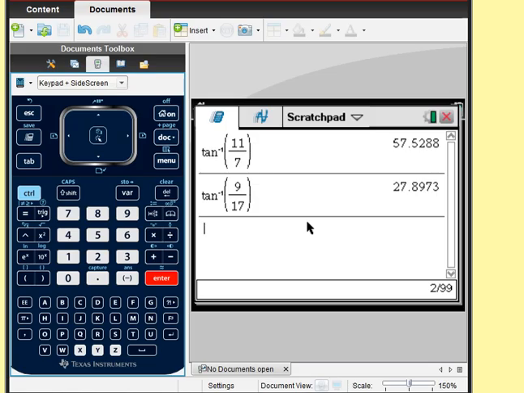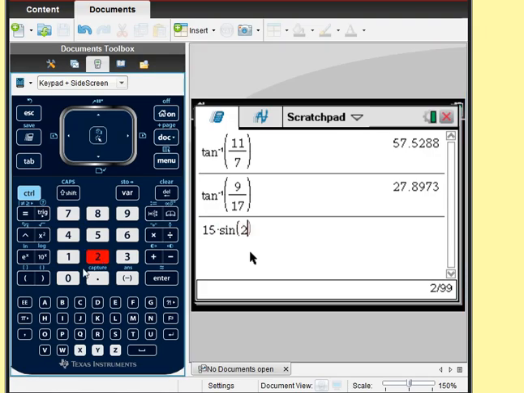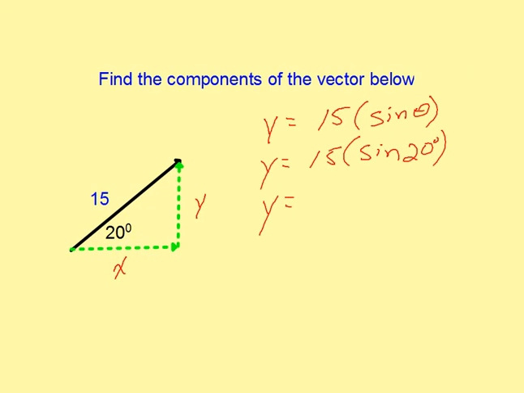Let's pull our calculator up here. So 15 times sine 20 degrees equals 5.13. So the y component is 5.13 units of whatever they are.